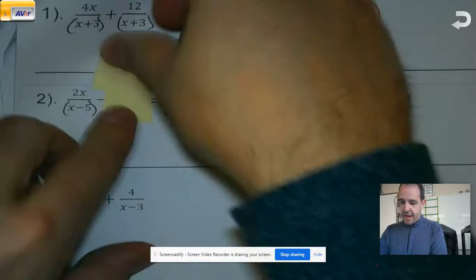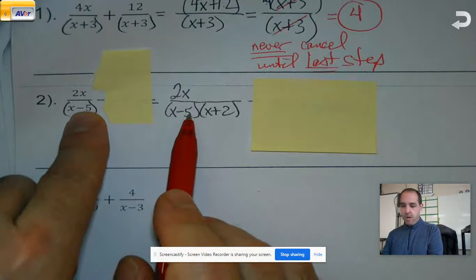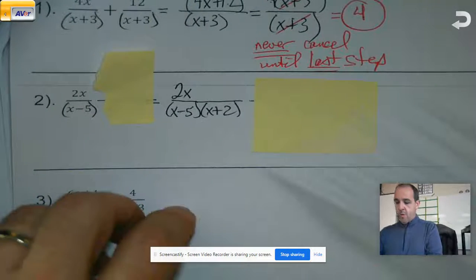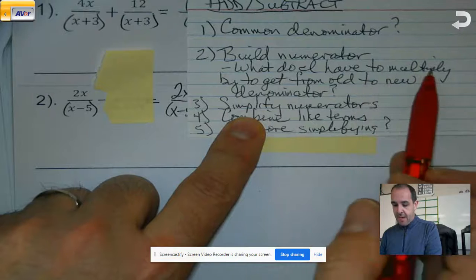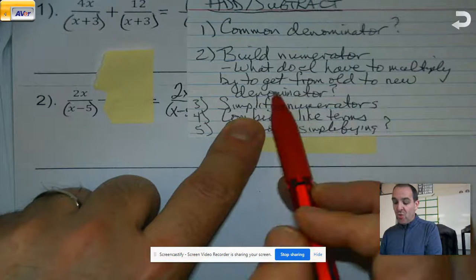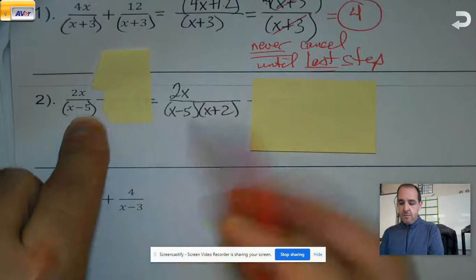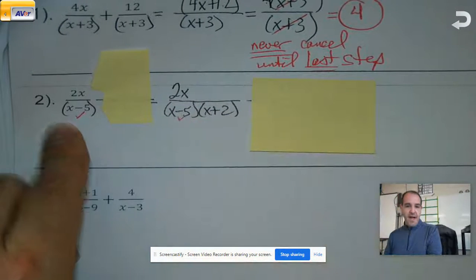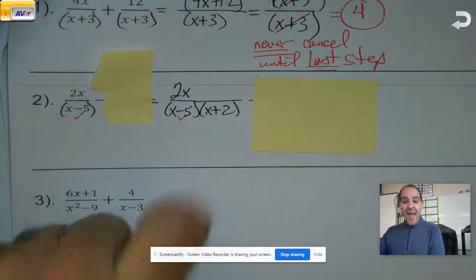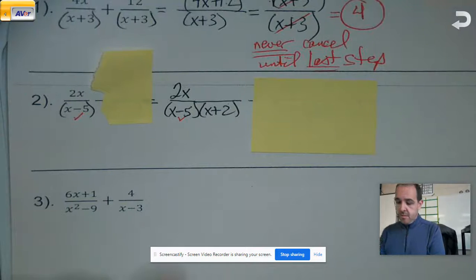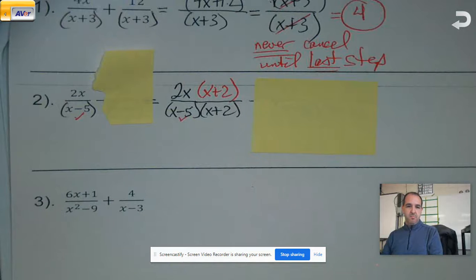There we go. Okay, here's what I'm trying to figure out right now. To get from here to here, when we're building a numerator, what do I have to multiply by to get from the old to new denominator? So we're just looking at the denominators. What do you see that's in common? Okay, they both have the x plus 5. What did I not check off? The x plus 2. That's the piece that needs to get put in my numerator.